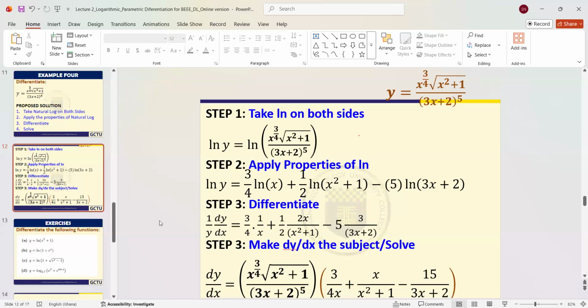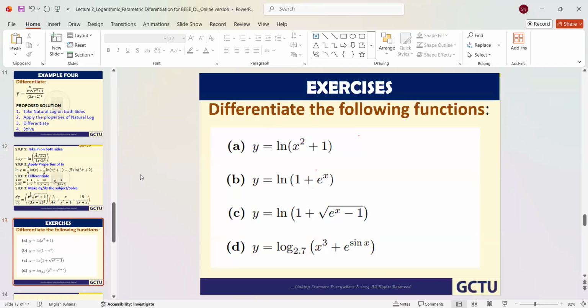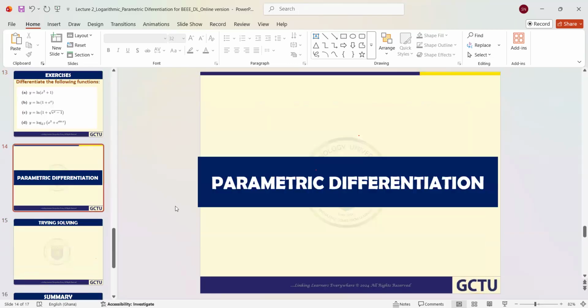Okay, the questions here are quite straightforward. I have screenshotted questions from online for you to try. Take your time and try these later: natural log of x squared plus 1, natural log of 1 plus e to the x, natural log of 1 plus square root of e to the x minus 1, and log to base 2.7 of x cubed plus e to the sine of it. There are solutions to all of these, but kindly give it a try and see. What will follow should be the worksheet, but I'll look at the worksheets later.